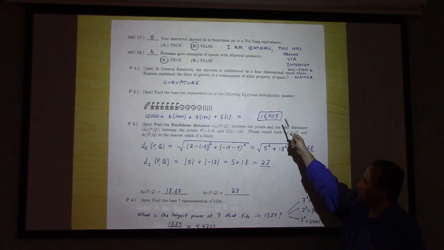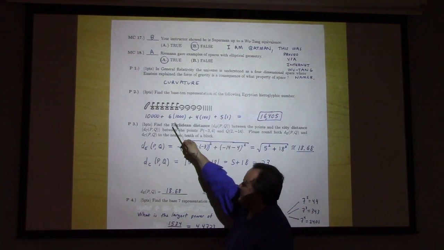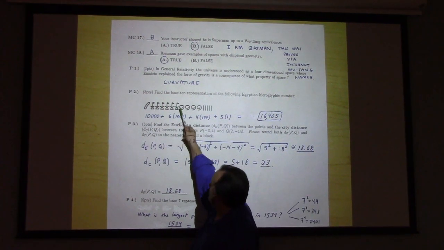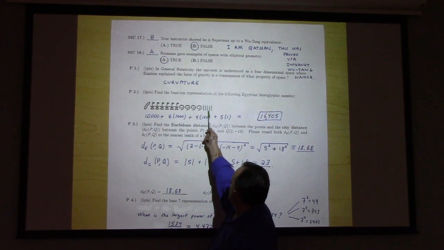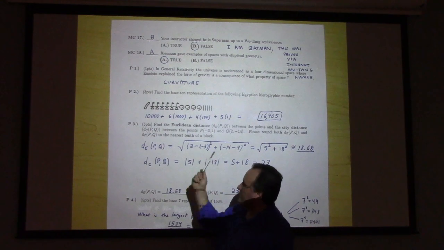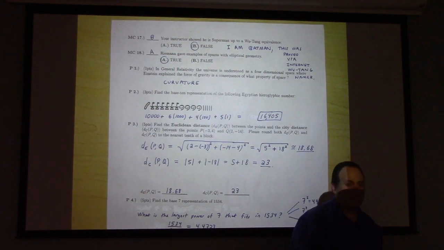What was the deal? The hot dog is a 10,000. The lotus flowers were 1,000. The scroll was 100. And the strokes were 1, so that's how it works out. Yep.